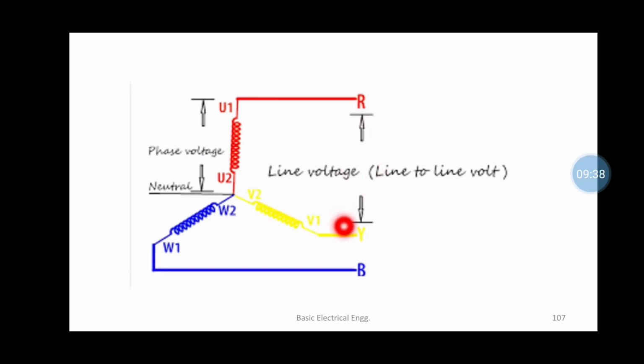So here is another simplified diagram which depicts the easy bifurcation between line voltage and phase voltage. The voltage between two lines R and Y is called a line voltage, whereas the voltage between R and neutral is called a phase voltage. Or you can express in terms of other lines also. For example, the voltage between Y and B is a line voltage, or the voltage between B and neutral is another phase voltage. So try to understand in this fashion.